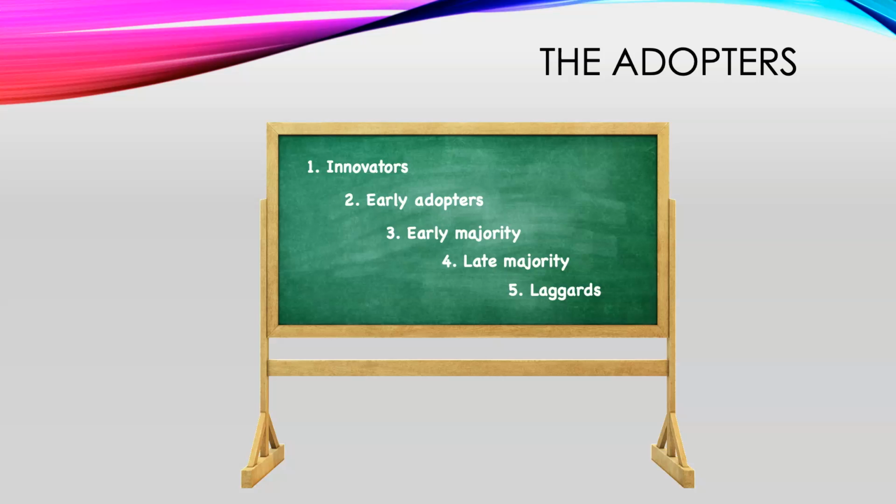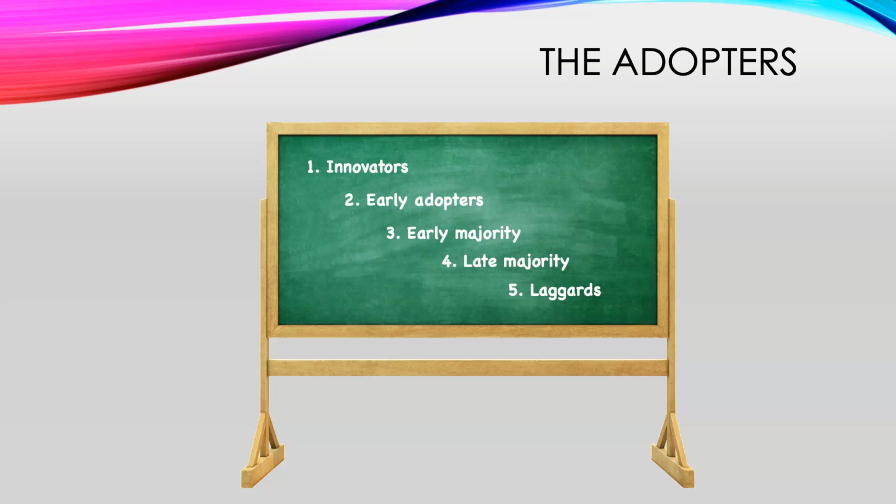Then you have early adopters. These are people who represent the opinions of the leaders. They make up about 13.5% of the social system. They enjoy leadership roles and embrace change with opportunities. They appeal to the populace, and they understand that change is important.